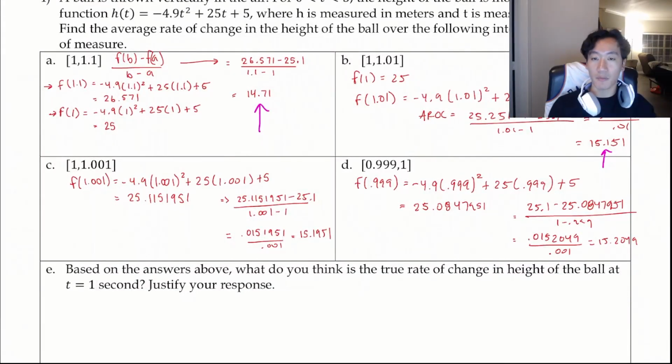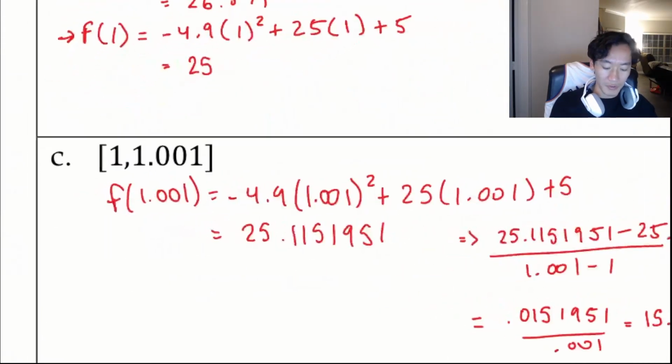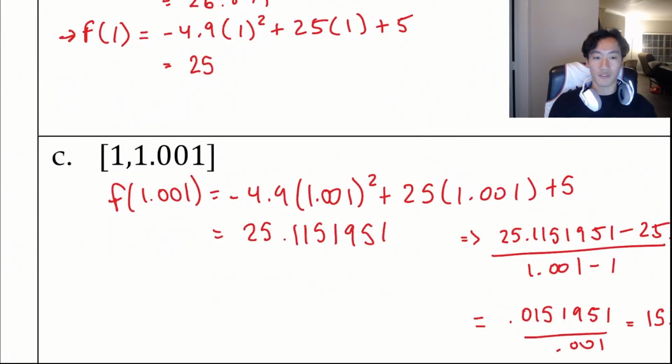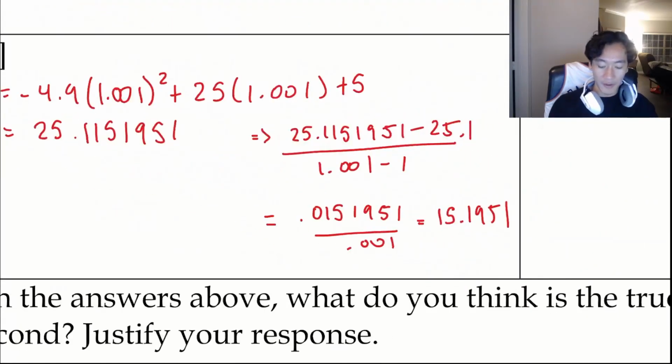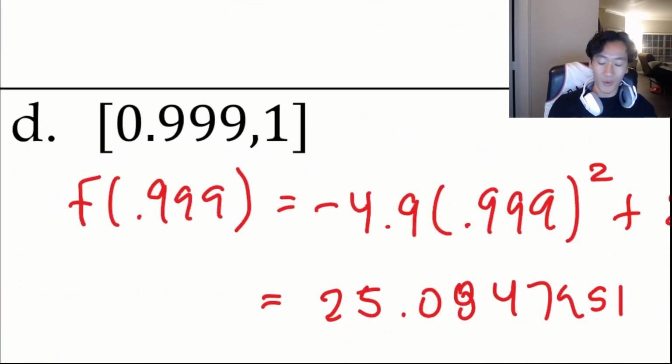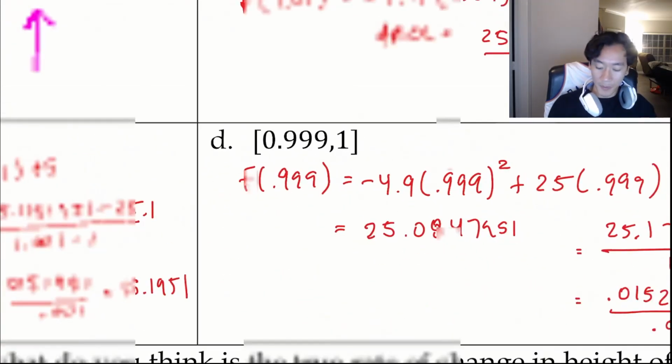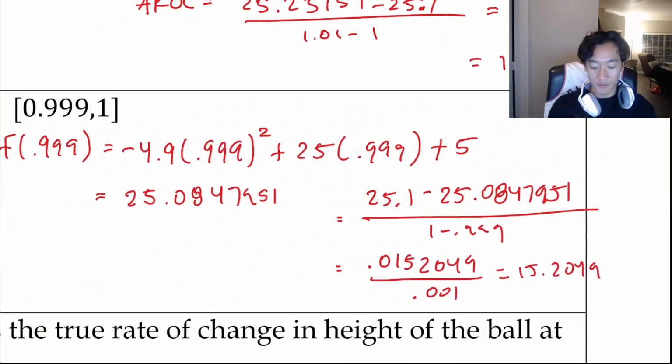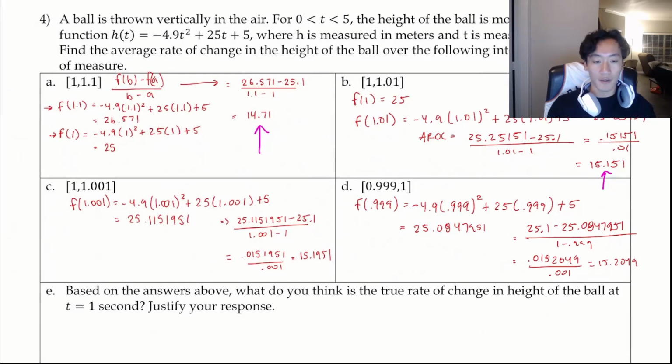And then as we get even smaller intervals, now we're going from 1 to 1.001. This is a thousandth of a second now, right? The slope now is 15.1951. And then we go the other way, right? Now we're doing a thousandth of a second prior to 1. We're going from 0.999 to 1, and our slope in this case is 15.2049. And so with all this info in hand, we can make an assumption about what occurs exactly at 1.